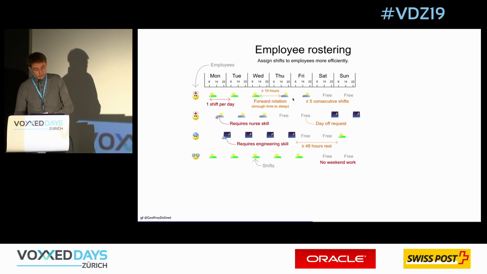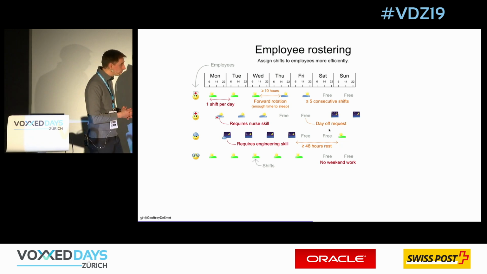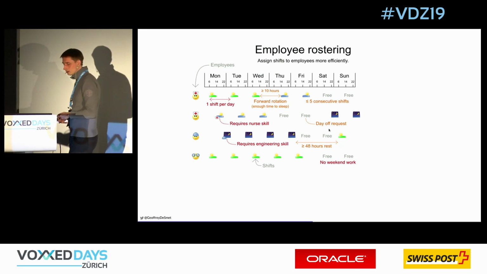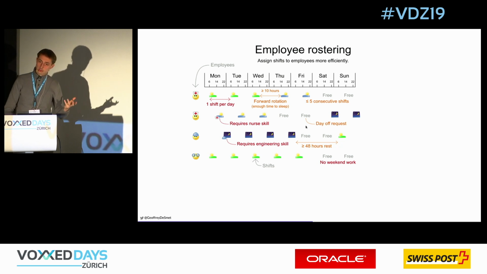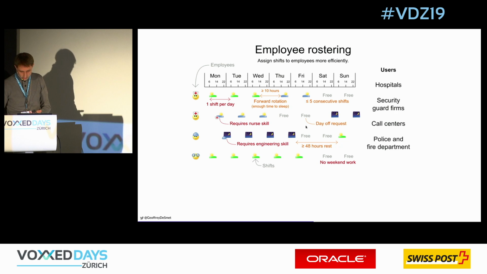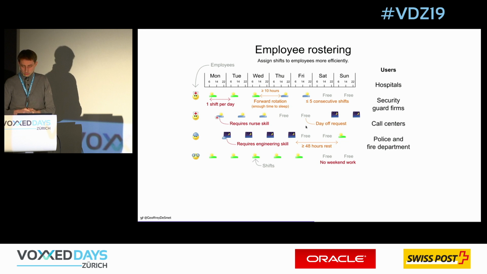And we might have only 5 consecutive shift days, and then we need a 48-hour rest period and things like that. And the hardest one, the most difficult one, because it's a soft constraint, is a day off request. So here, this nurse wants to be free on Friday, right? For whatever reason, for social reasons, whatever the case may be. We would like to allow her to be free on Friday, but we also want to make sure that there's enough nurses in the hospital, right? So where do we see this? We see this in hospitals, security guard firms, call centers, anybody who's not working 9 to 5, basically.